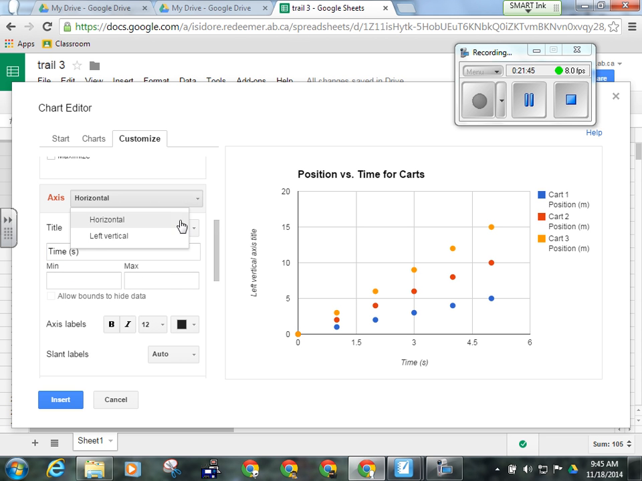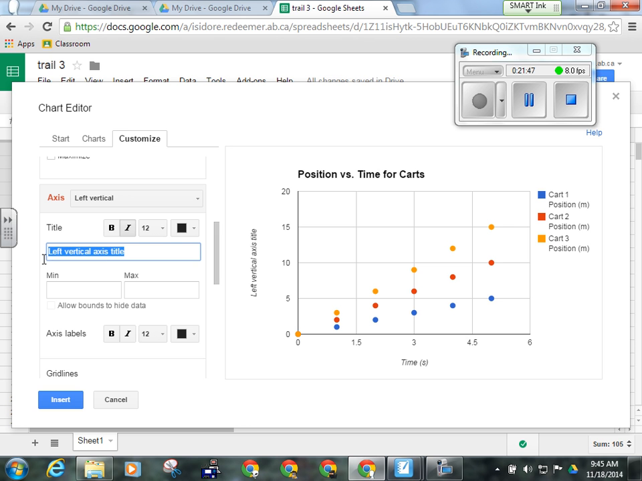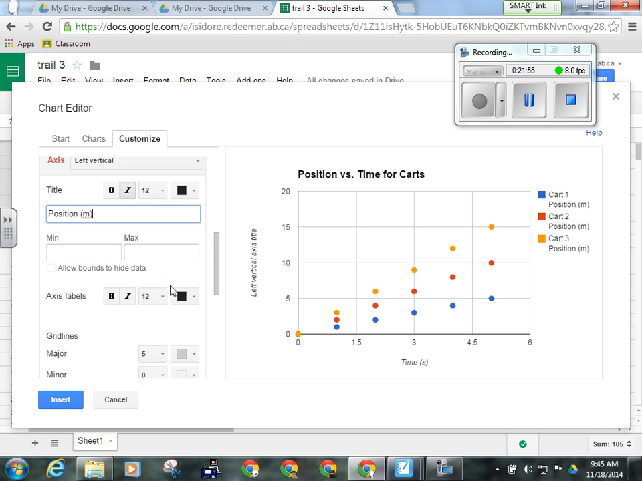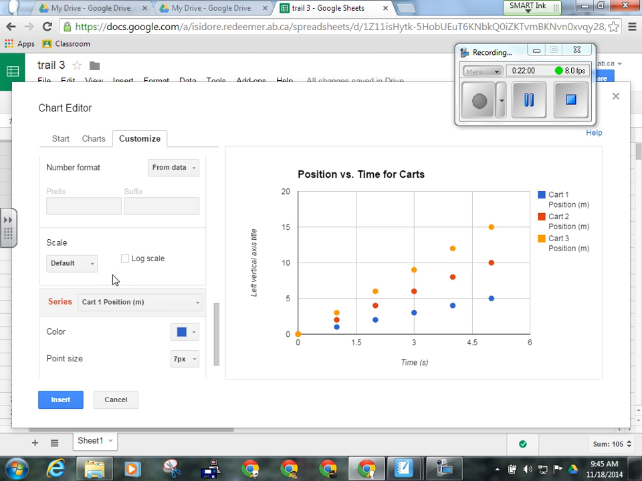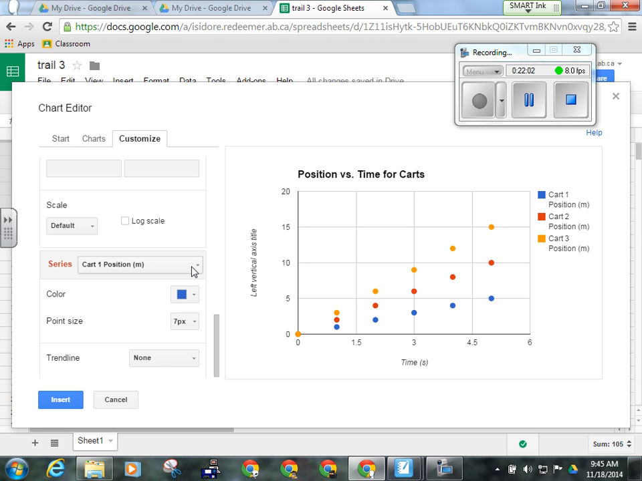And then we'll do the same thing for the left vertical axis. We'll make it position in meters. Then you can fool around with the grid lines if you want. We'll just skip that for now. Now it's given you a legend here because it knows you have 3 different series or sets of data. It's got them all in here separately. That's what we want, because we don't want it to do one trend line for all 3 of them. We want it to do a trend line for each one.